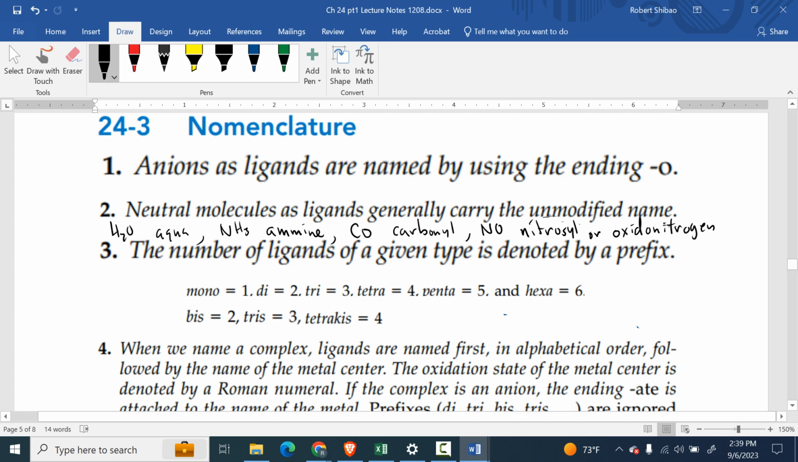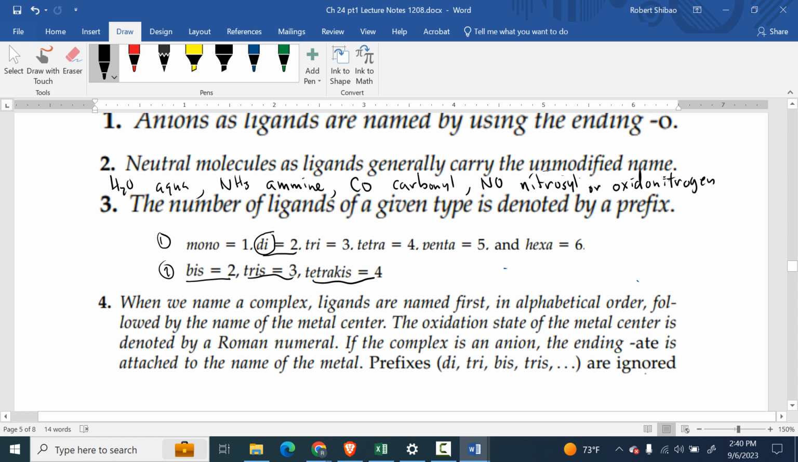If the ligand has a prefix in the name, like ethylene diamine or ethylene diamine tetraacetate, then we have to go to the next numbering system, which is bis for 2, tris for 3, tetrakis for 4. So we have 2 numbering systems. We always use numbering system number 1 unless the name contains one of these, then we'll switch to numbering system number 2. So an example, bis ethylene diamine means we have 2 ethylene diamines.